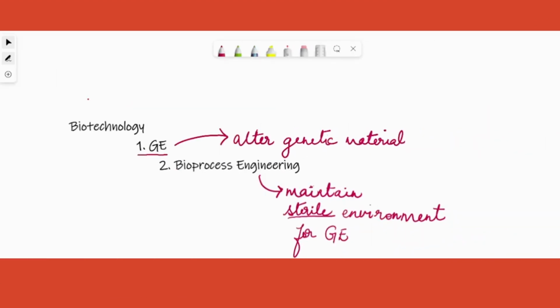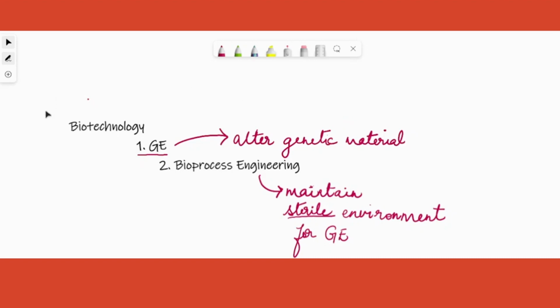Before we understand the entire chapter of biotechnology and its principles, chapter 11 of the grade 12 biology textbook, we need to have an overview of the entire process of biotechnology. What all are the steps involved in it?